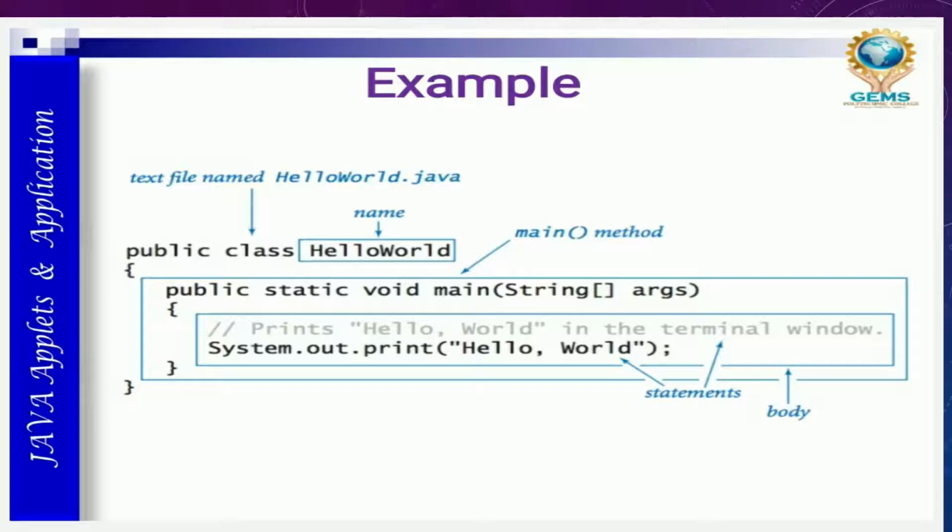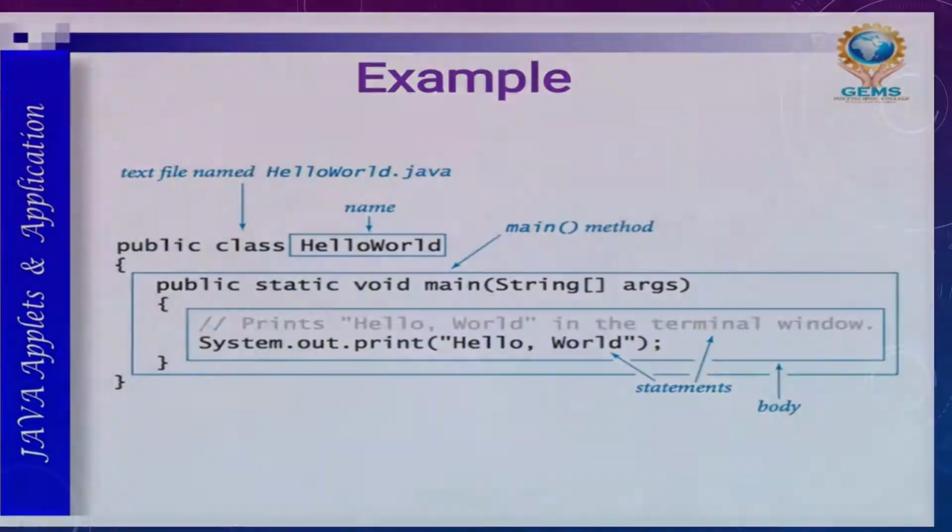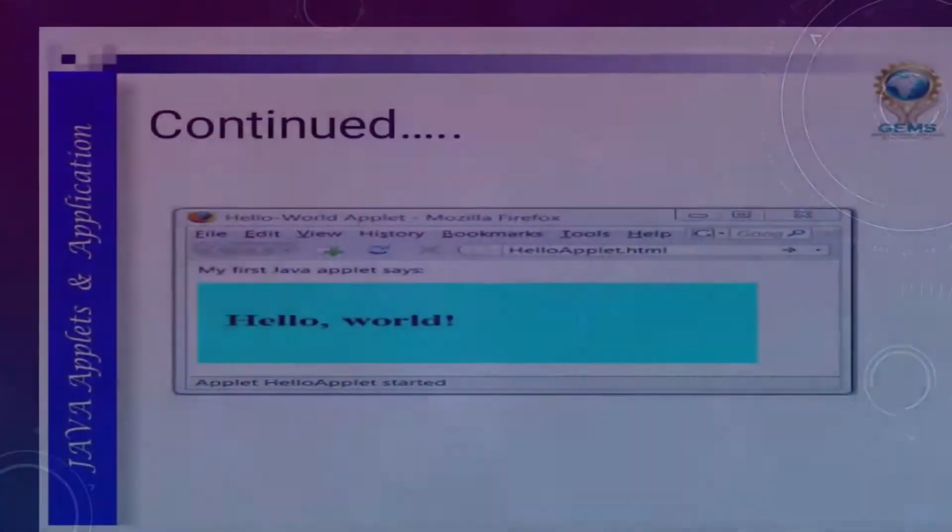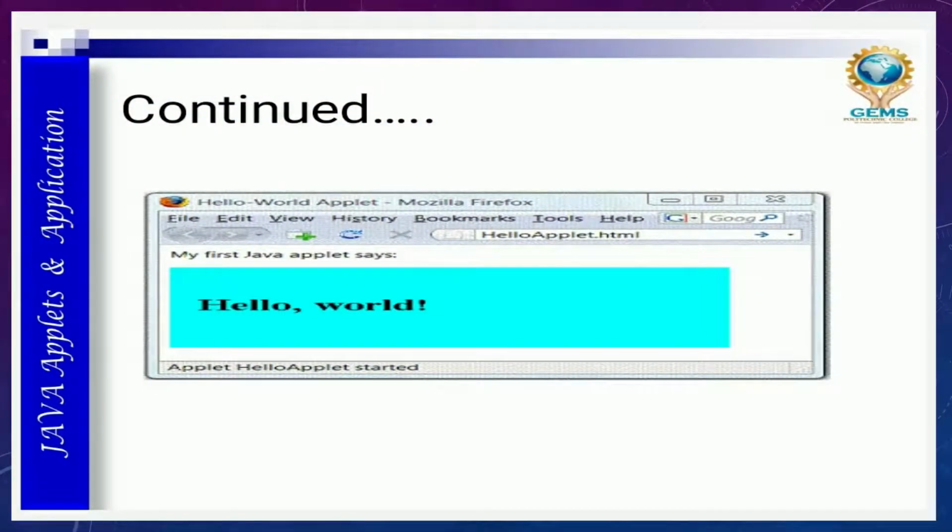Public static void main String args, that is the main method. We use int main in the C programming language, and int main in C++. In the same manner, we have to use the public static void main method here. Then System.out.println helps you to print your statement. This is a small program that will print Hello World. This is the output of that program.